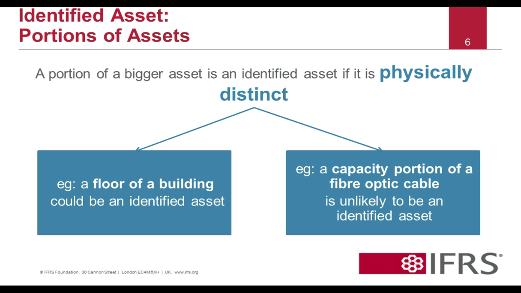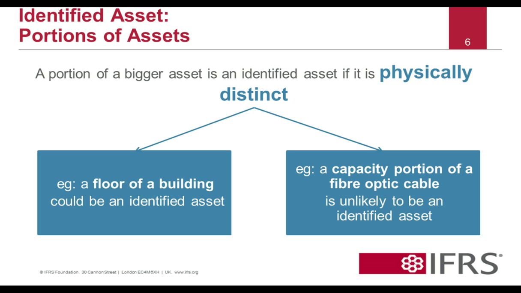So another area that has some specific requirements in IFRS 16 relates to portions of assets. That is, if a lessee has the right to use some but not all of a particular asset, can part of an asset qualify as an identified asset? And the requirement here is that a portion of an asset can be an identified asset if it is physically distinct. So something like the floor of a building, for example, where the right of use held by the lessee is over a part of the asset that can be clearly distinguished from the rest of that asset.